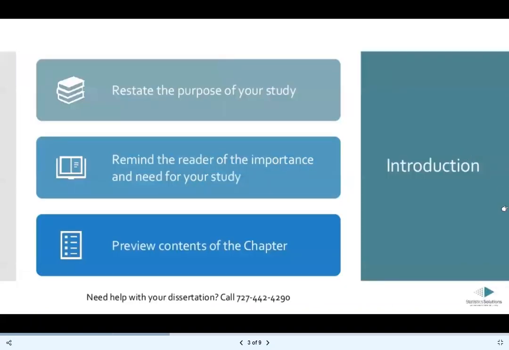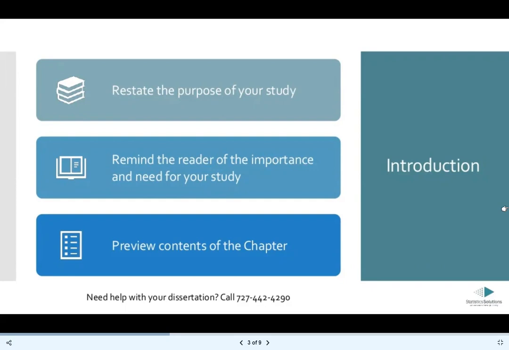So like any chapter in the dissertation, the introduction is meant to reorient the reader. So here you'll want to remind them of the purpose of your study by restating the purpose, and also remind them of the importance of your study. One important thing to note here is that when you are restating the purpose of your study, it's important to make sure that you are doing that completely verbatim from what you've already done throughout other chapters.